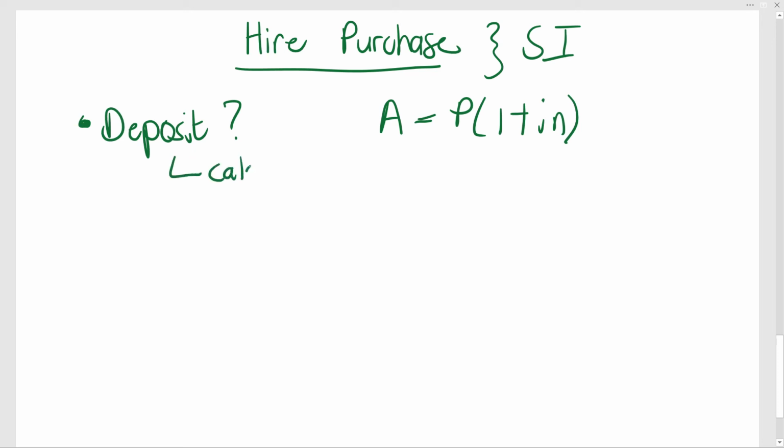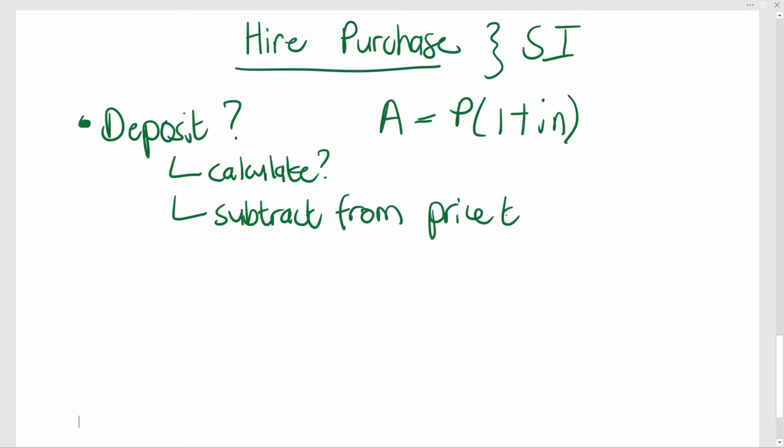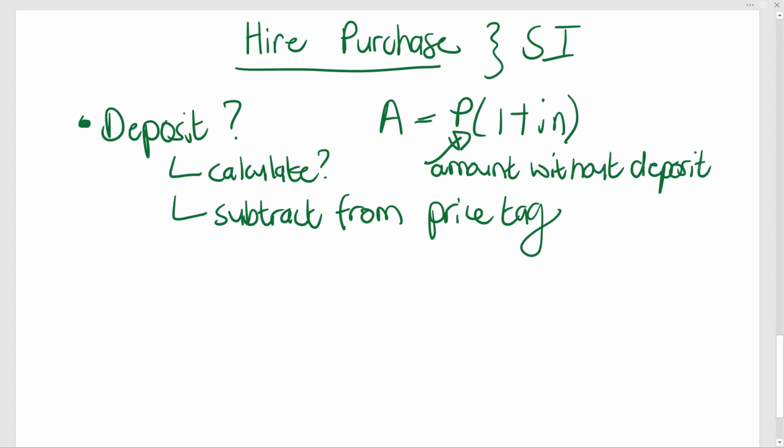You might have to calculate it, and then you must subtract it from, I'm going to say, price tag before you put that subtracted answer into your P amount. Okay, so the P amount there, that is the amount without the deposit, because the deposit is the only thing that does not get interest.